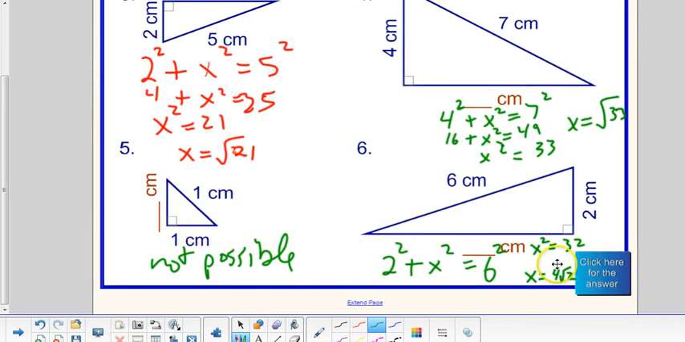And then for 6, X squared ends up being 32. So you've got to simplify. Root 32 is 4 root 2. So 4 root 2 centimeters would be the answer for 6. We're going to do some more of these, application and solving some radical equations.